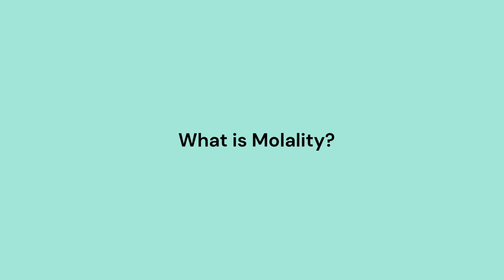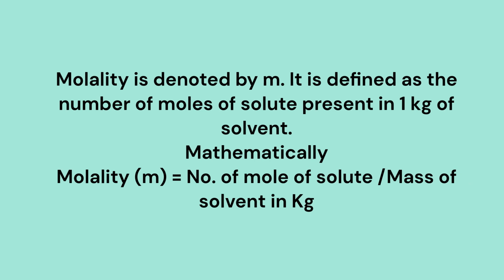What is molality? Molality is denoted by m. It is defined as the number of moles of solute present in 1 kilogram of solvent. Mathematically, molality m is equal to number of moles of solute divided by mass of solvent in kg.